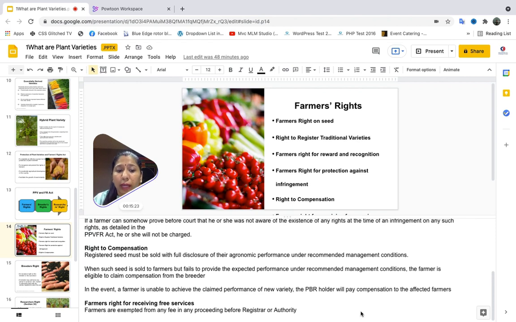Now the third and last one is the farmers' right to receive free services. Farmers are exempted from any fee or any proceeding before the registrar or the authority. So there are six rights which a farmer has under the farmers' rights of PPV and FRA.